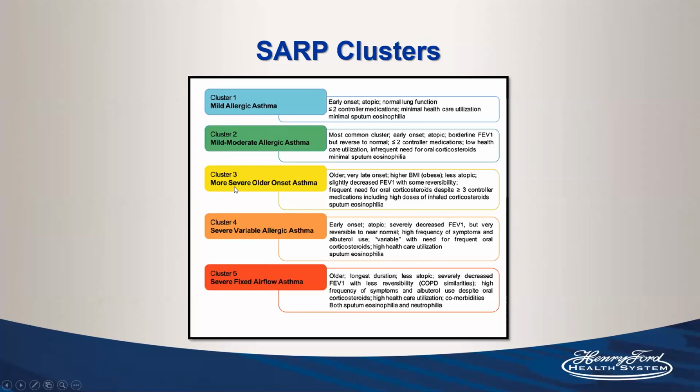And then you have cluster 3 and cluster 5. Cluster 3 is a severe older onset asthma, high BMI pretty much. And then cluster 5 was more of the less airflow, less reversibility in their pulmonary function testing.